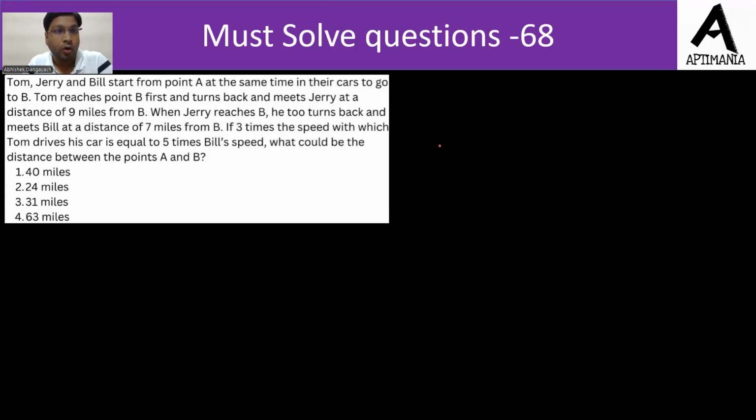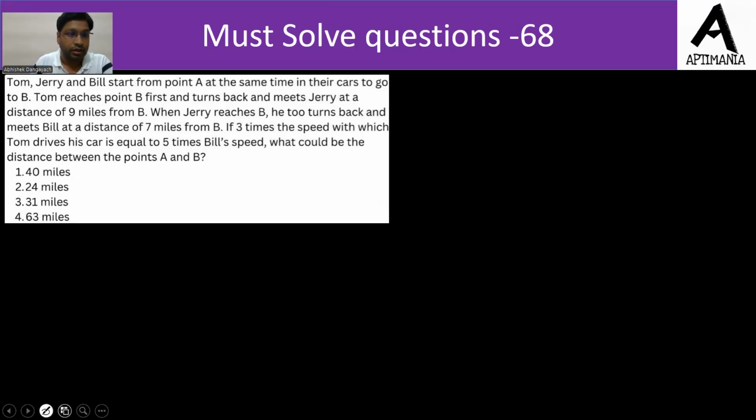go to B. Tom reaches point B first and turns back and meets Jerry at a distance of 9 miles from B. When Jerry reaches B, he too turns back and meets Bill at a distance of 7 miles from B. And one condition is given that if 3 times the speed with which Tom drives his car is equal to 5 times Bill's speed, what could be the distance between A and B?